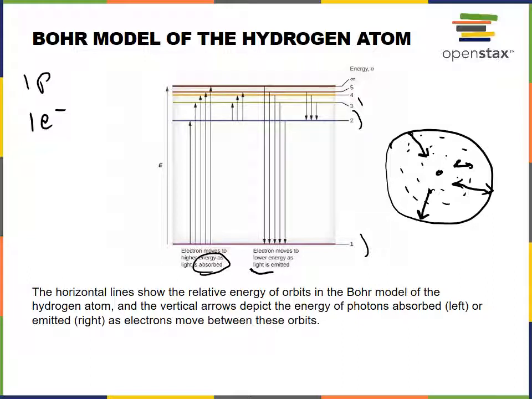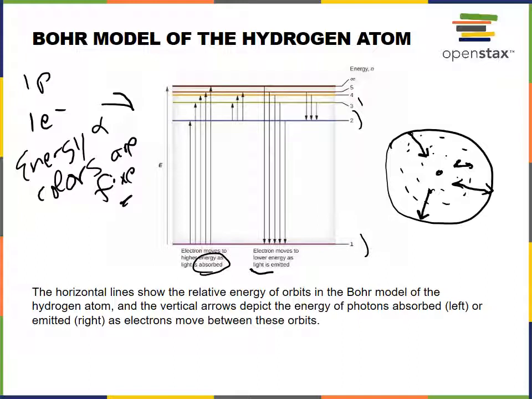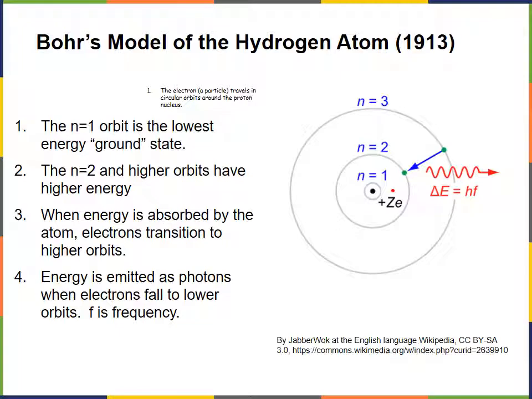And this energy and the colors, so remember that energy is proportional to our frequency, which means the energy depends on color. And so therefore, if the colors on these are fixed, then these energies are fixed, meaning certain energies, which means that the orbits themselves are fixed. And this is the Bohr model of the hydrogen atom.